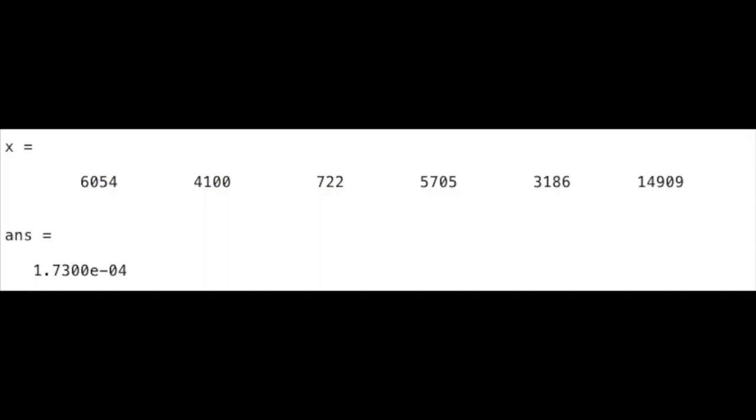When we run this code, we find that MATLAB restates the sample data that we've stored in the array x, and then it responds with the estimated value for p, or the probability of obtaining a preferred outcome on any given trial, and we see that it's rather low. In fact, it's 1.73 times 10 to the negative 4.